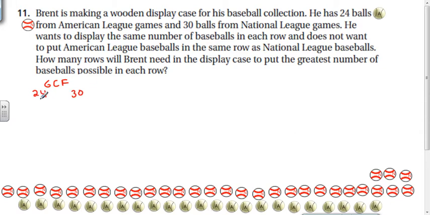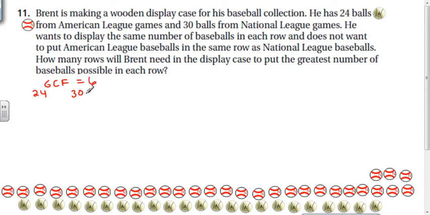Well, I know it can't be more than 24. 24 doesn't go into 30. Then the next biggest number that goes into 24 would be 12. 12 won't go into 30. Then 8 goes into 24, but 8 won't go into 30. 6 goes into 24. 6 will go into 30. So I know my GCF is equal to 6.